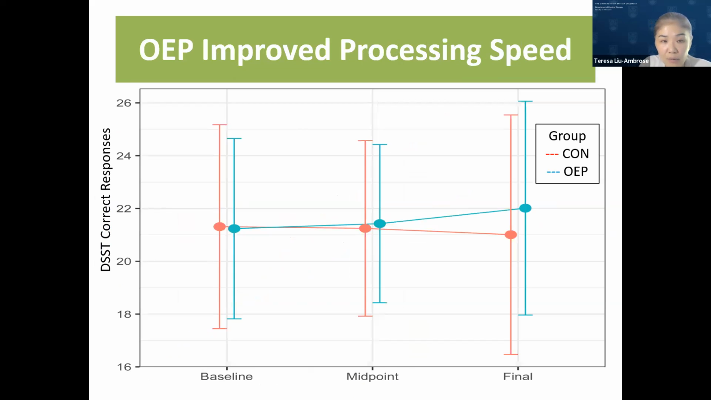And here is a graphical representation of what we observed in terms of improved processing speed in the Otago exercise group. On the vertical axis, we have the number of correct responses observed. And on the horizontal axis, we have the 3 measurement points: baseline, midpoint, and final, representing 12 months. What we can see is that at about the 6-month mark and onwards, we see an improvement in the Otago exercise participants in terms of completing more correct responses on the digit symbol substitution test as compared to the usual care group.